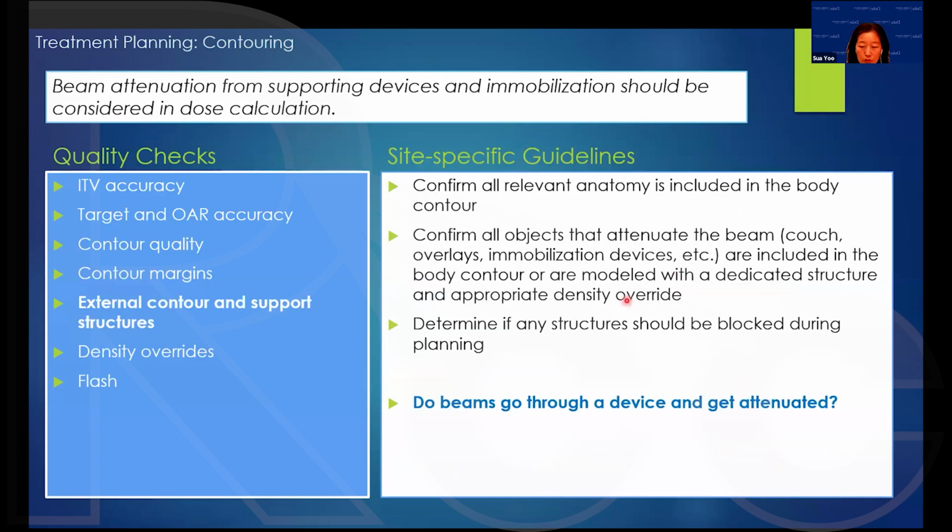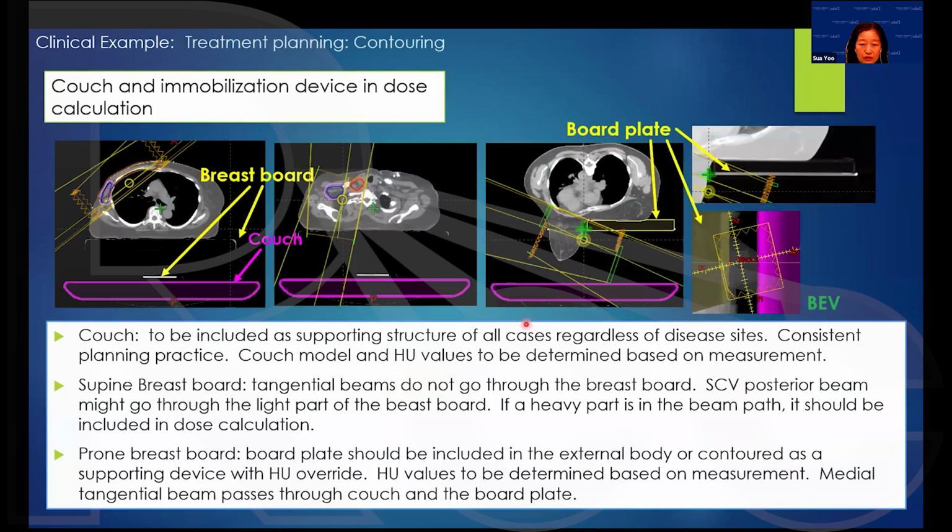External contour and support structure: how do we handle them for breast? The question we need to ask is, is this structure attenuating the beam? So let's look at the couch.